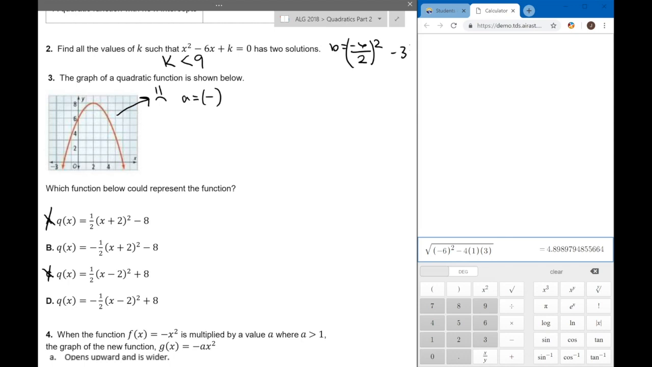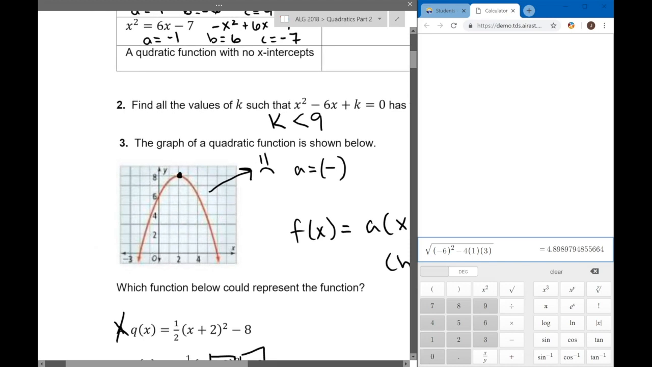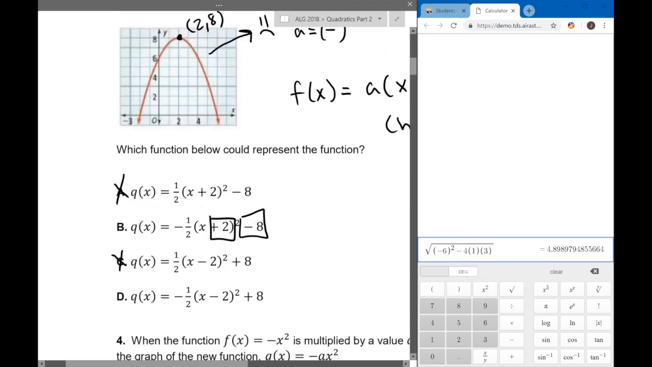So the next thing you should do is look at this form. This form is called vertex form. Now, if you don't remember vertex form, it's f of x equals a times parentheses x minus h, plus k. And your h and your k are the vertex. So if you look at these numbers, the same number that's in the same place as h is positive 2 for this one, and the same number for k is negative 8. So this is supposed to be our vertex, and if I look at the graph right here, the vertex is 2, 8. So I'm looking for the graph that has a 2, 8.